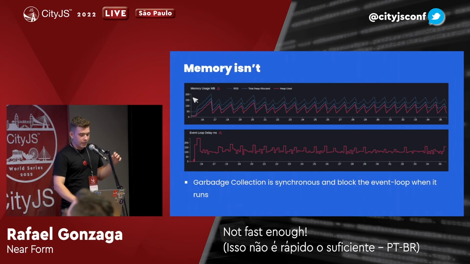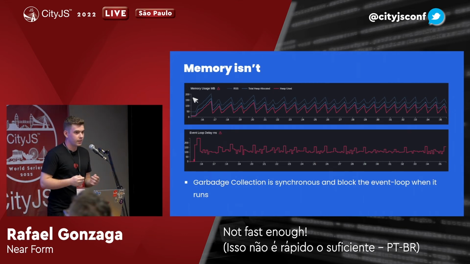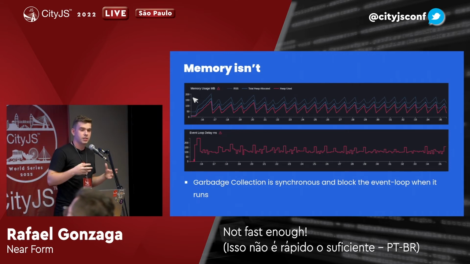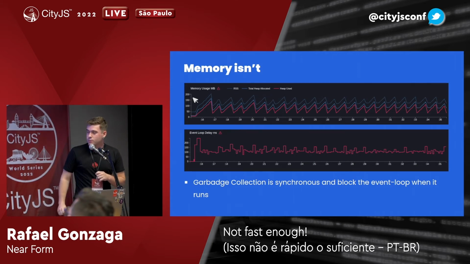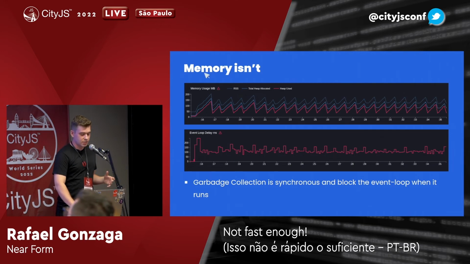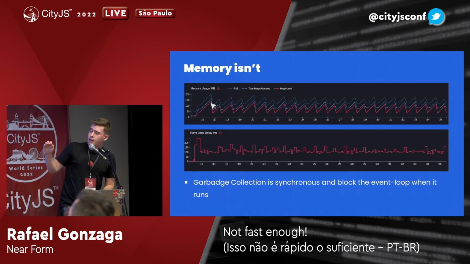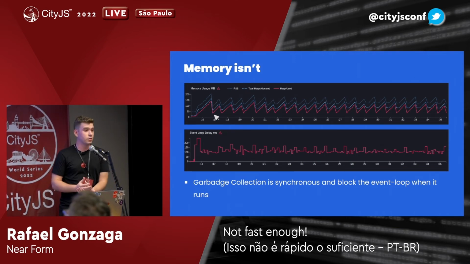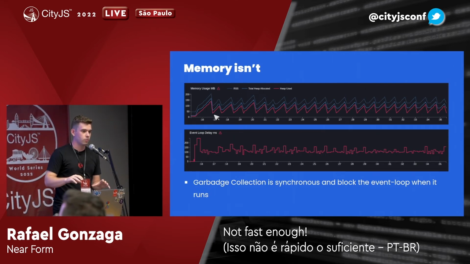Okay. Garbage collection is synchronous, okay? V8 owns the garbage collection, and once you allocate too many promises in your application, the garbage collection needs to free this memory, okay? For instance, here we will see that you allocated a lot of memory, and then it goes down because the garbage collector runs. So your memory usage is now low, okay?